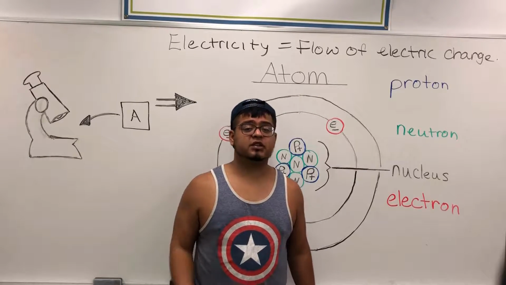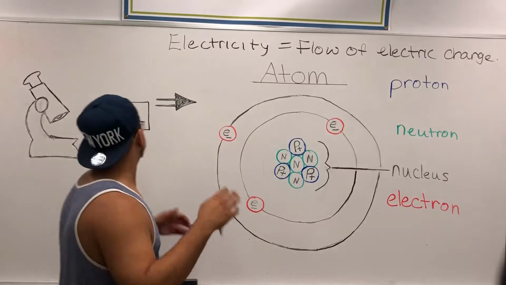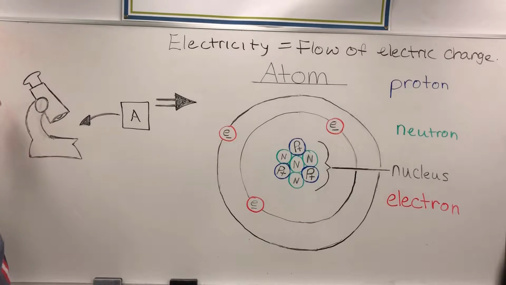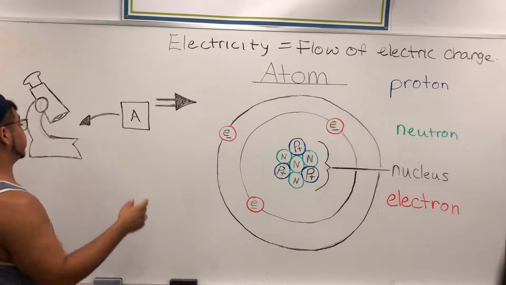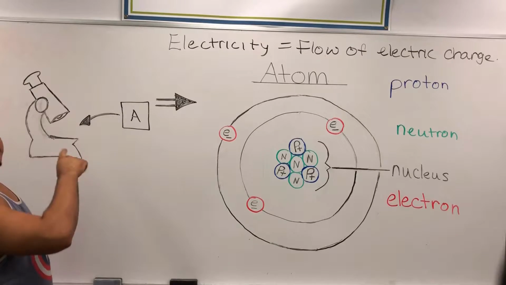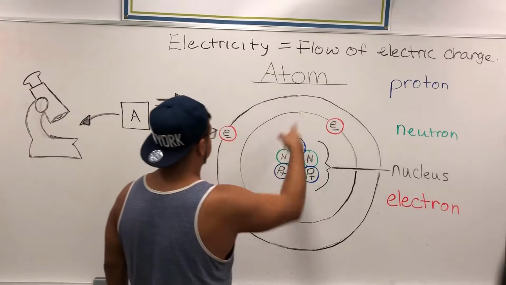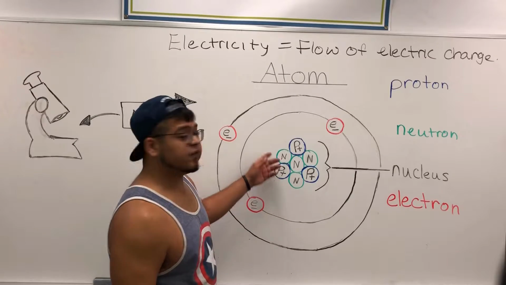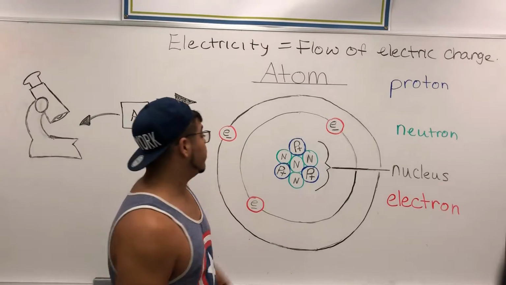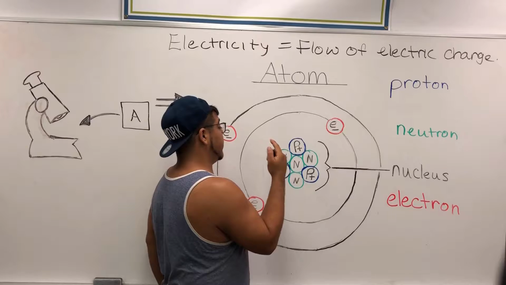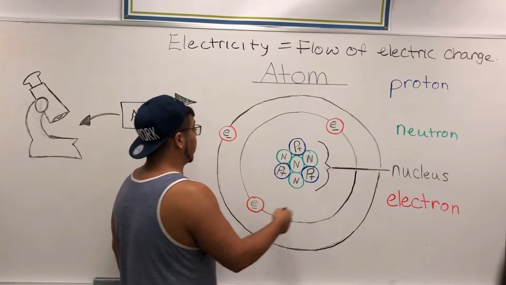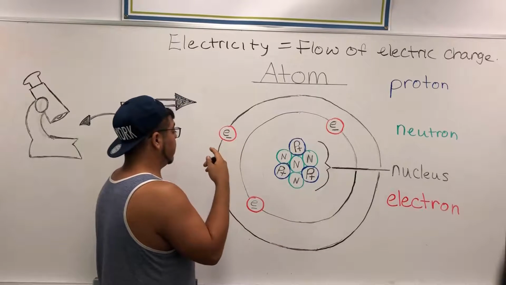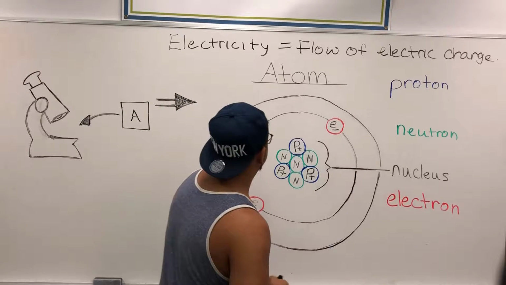To better explain this, let's say we have the strongest microscope in the world. So say we put a certain material, for now we're going to call this material A, under it. The smallest thing that you're going to see is something called an atom. An atom is made up of three different parts. In the center of the atom, you have particles called protons and neutrons. And revolving or orbiting around the nucleus, you have particles called electrons.